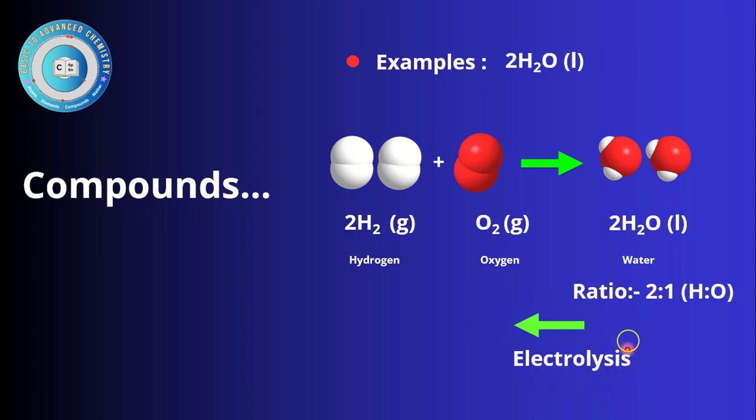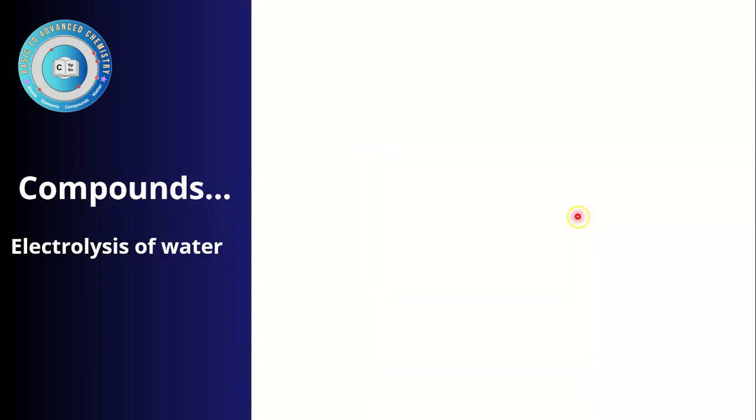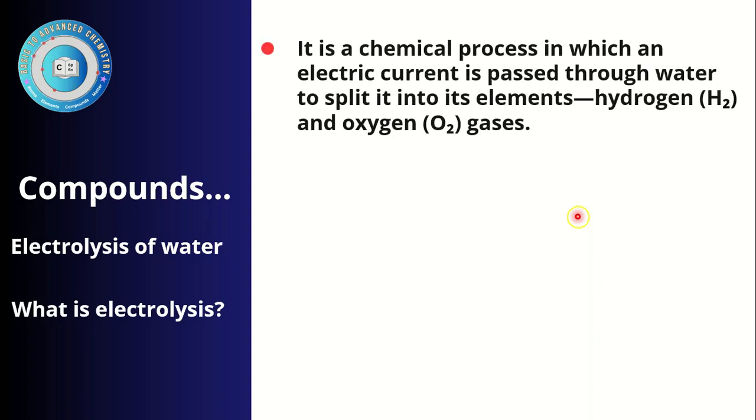By using electrolysis, we can convert water to its elemental parts, hydrogen and oxygen gas, that means to another simpler matter by using a chemical process like electrolysis. So let us see electrolysis of water. What is electrolysis? Electrolysis is a chemical process in which an electric current is passed through water to split it into its elements, hydrogen and oxygen gases.